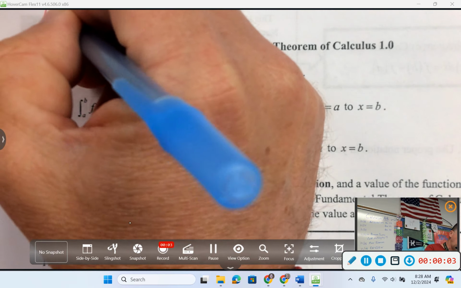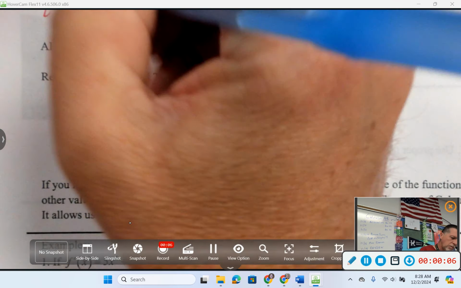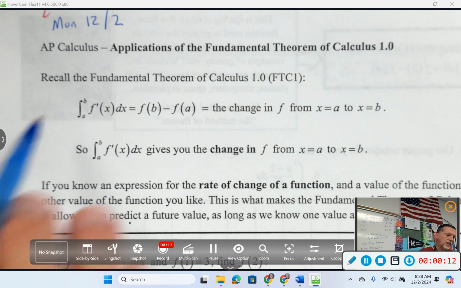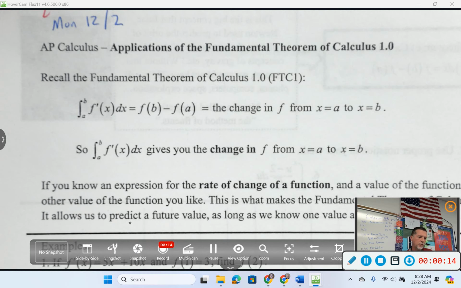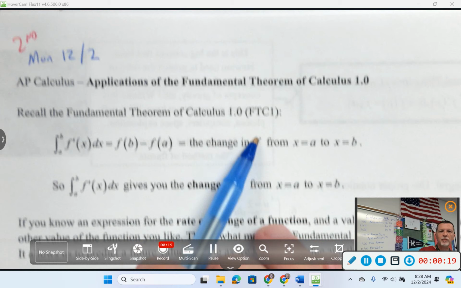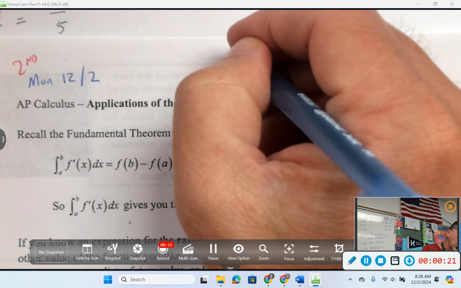Monday, December 2nd. Back to using the antiderivative, integral, area type stuff. Okay, so you know what? Let's back up even a step from here. Let's just come up to the top of the page here.